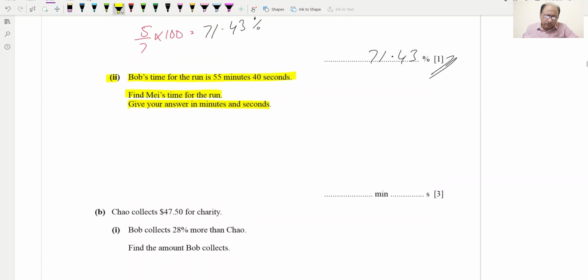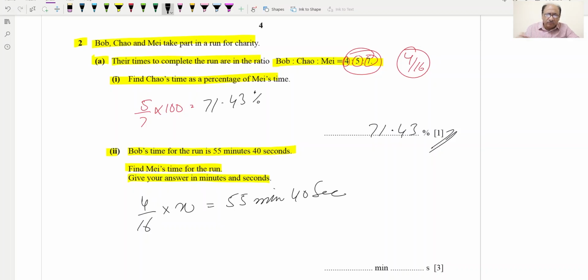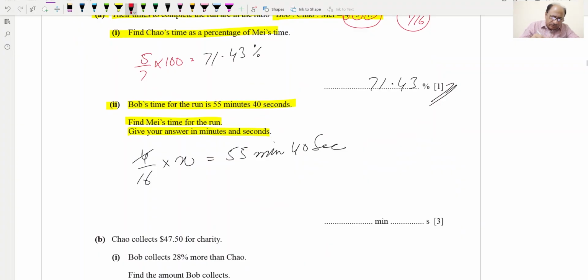So Bob's time for the run is this much. We can write this from the ratio. Bob's time will be 4 out of 16, as the sum of the ratios is 16. So 4 out of 16 of x is equal to 55 minutes and 40 seconds. Now we can simplify. 4 ones are 4 and 4 fours are 16, and this 4 we can shift to the other side, so x will be equal to 4 into 55 minutes and 40 seconds.